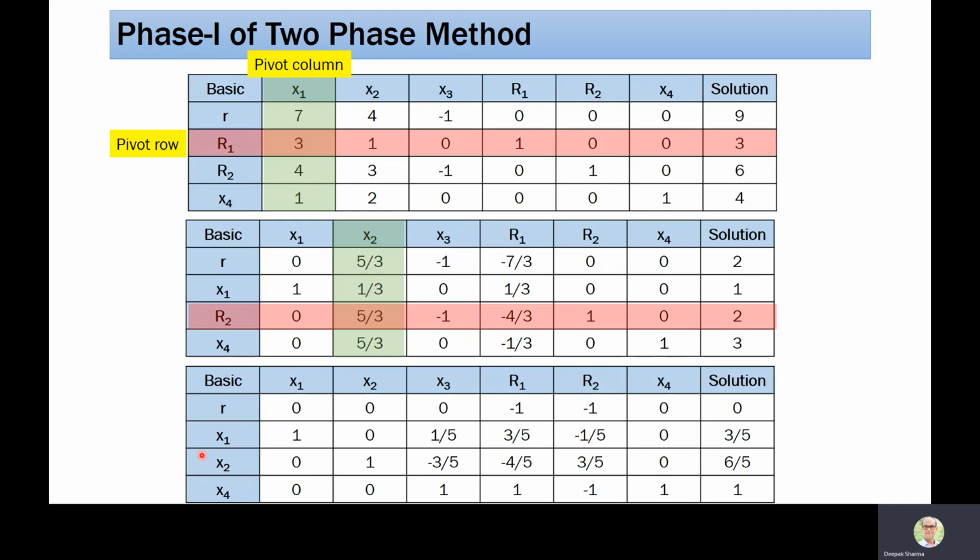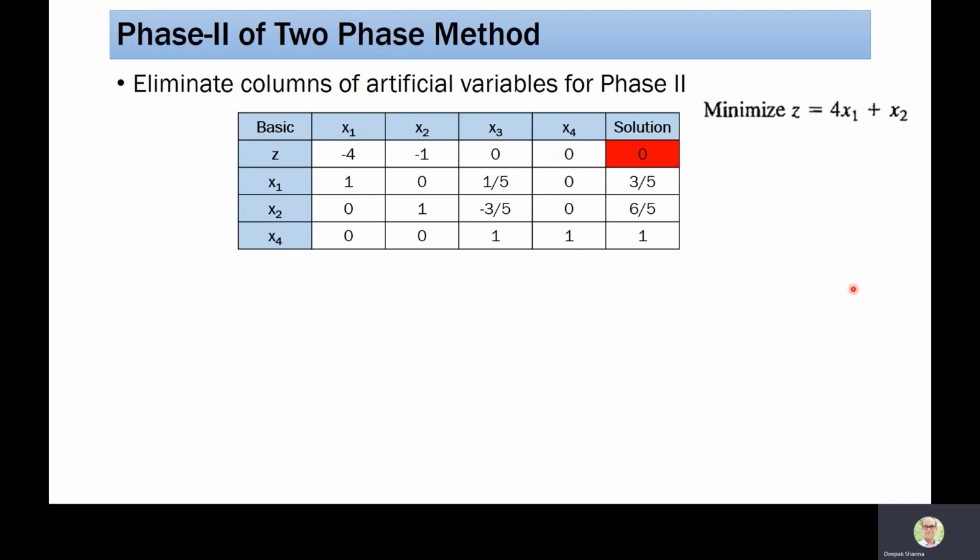So this is the end of phase 1. Now what will we do in phase 2? Since, as I have discussed, there is no entering variable, this is the optimum solution for phase 1. So what are we going to do in phase 2?